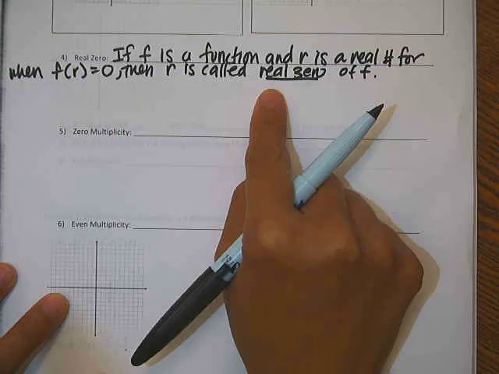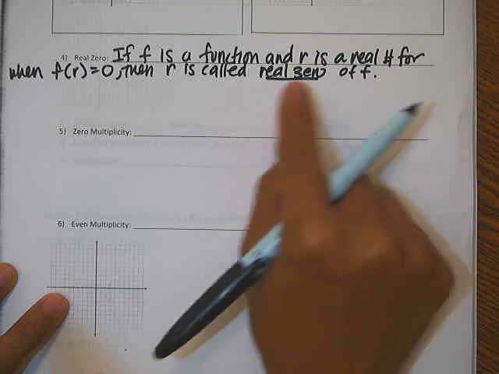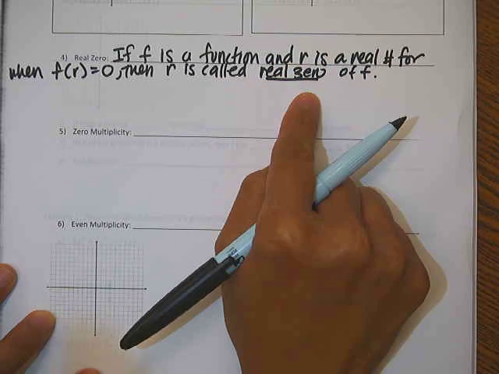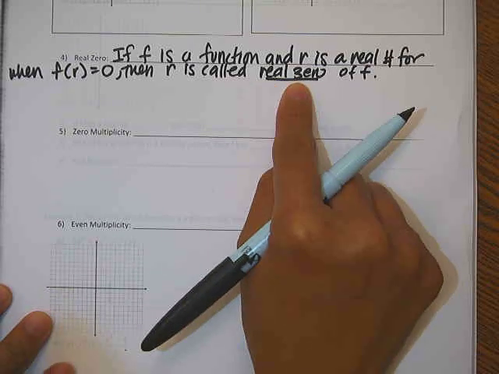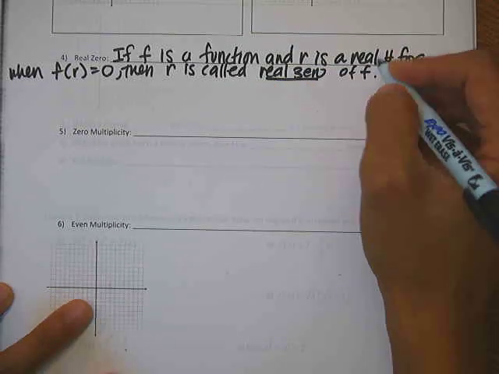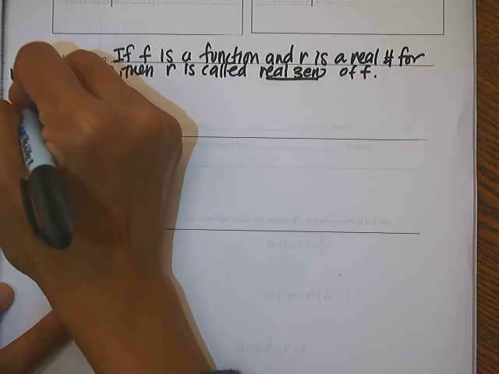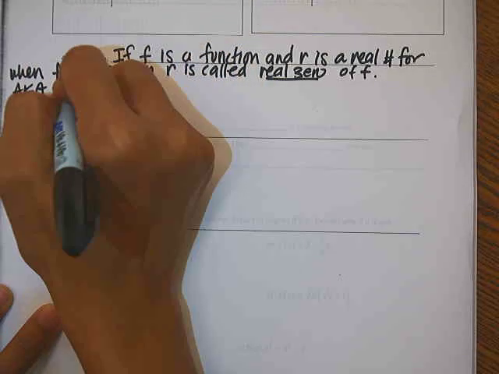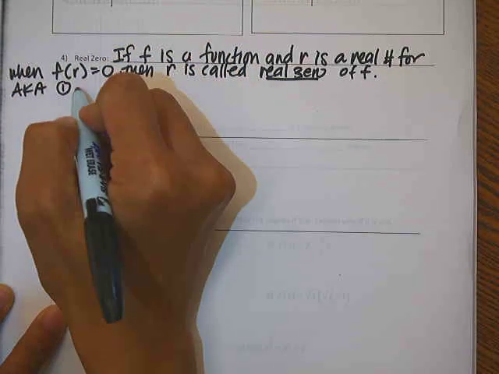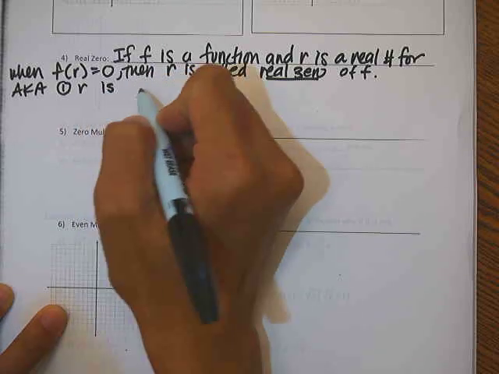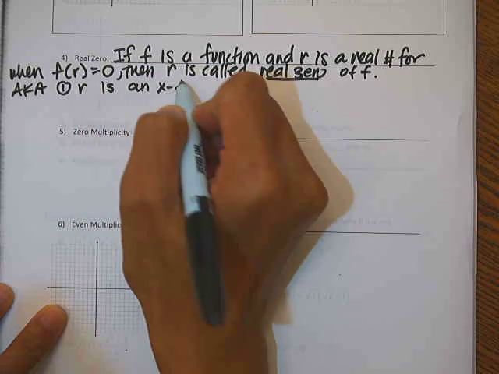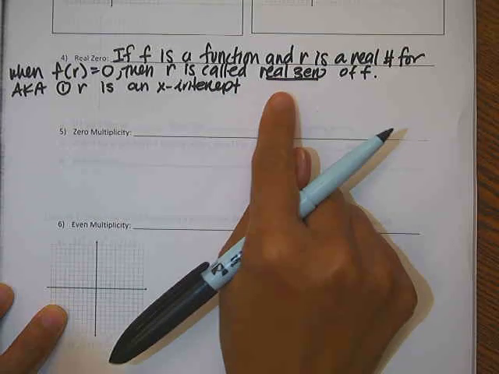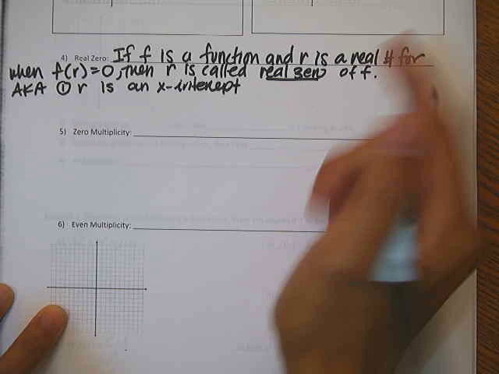So on your calculator, when you hit second trace, you're going to see zero, intercept, maximum, minimum. So real 0 is when I want to find where the x-intercepts are. Also known as, aka, for real 0: the first one, if you remember, r is an x-intercept, because at an x-intercept, y is 0.